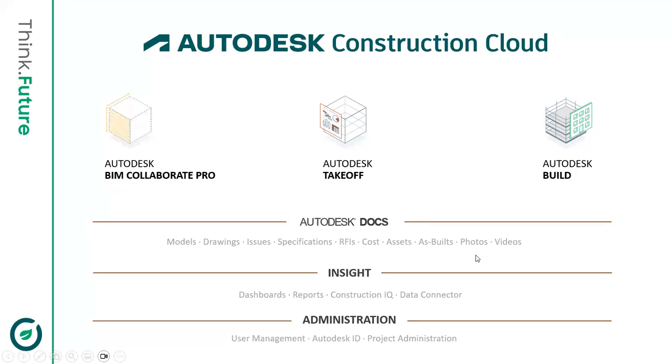ACC, or Autodesk Construction Cloud, is generally divided into three parts. One is Autodesk BIM Collaborate Pro for the design phase of our project, Autodesk Takeoff for the pre-construction phase of our project, and Autodesk Build for the construction phase of our project. Apart from that, we have Autodesk Docs, which is a common data environment, and Insight as a dashboard, reports, Construction IQ or data connector, and Administration as user management, Autodesk ID or project administration.